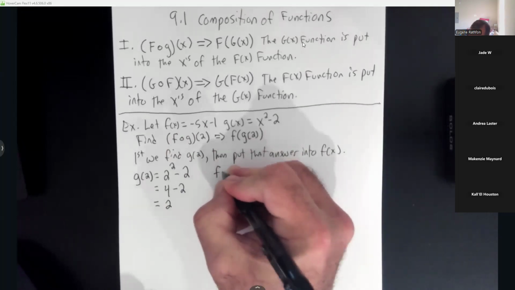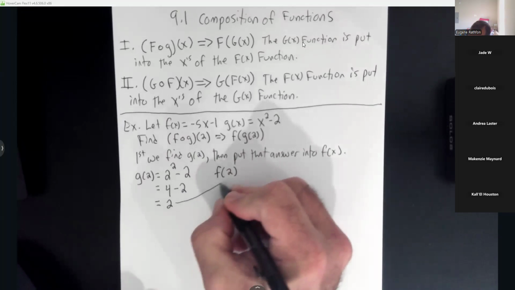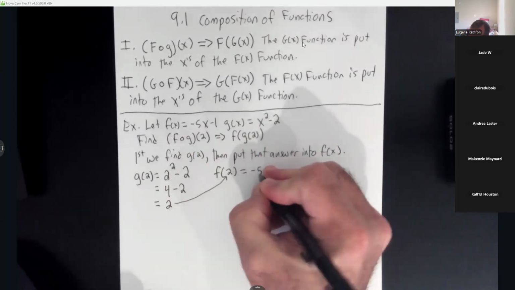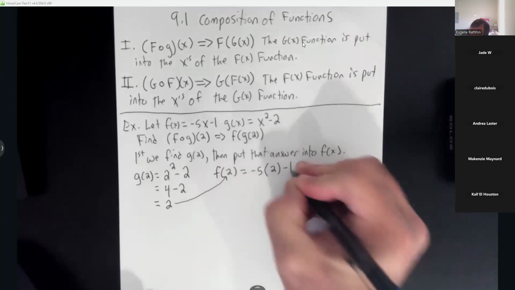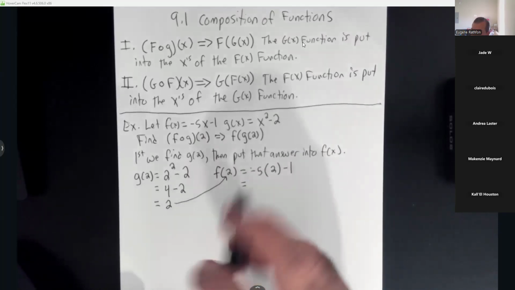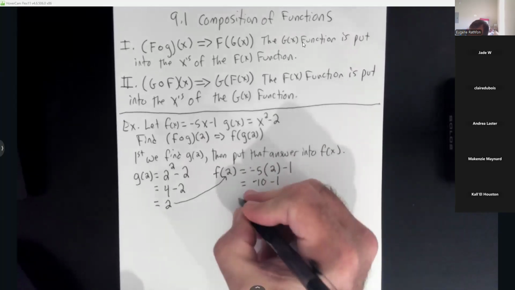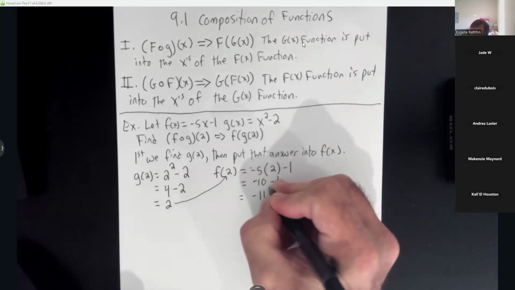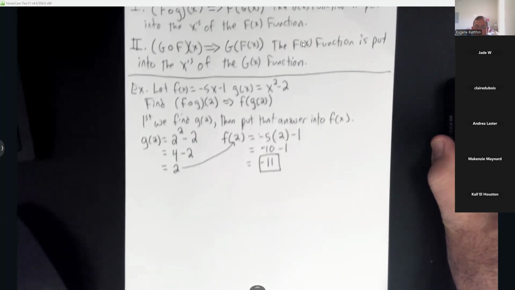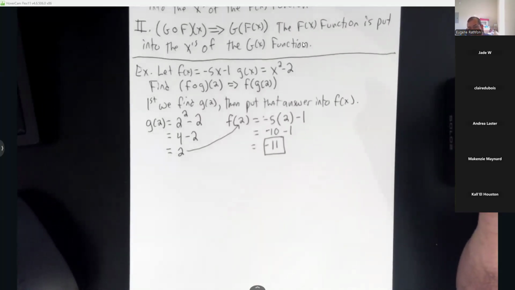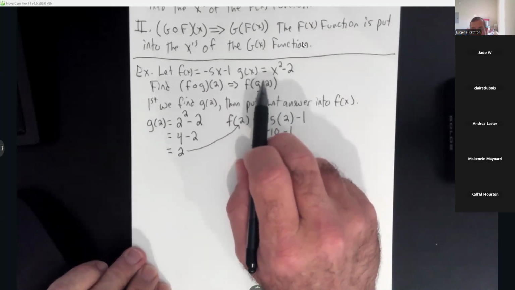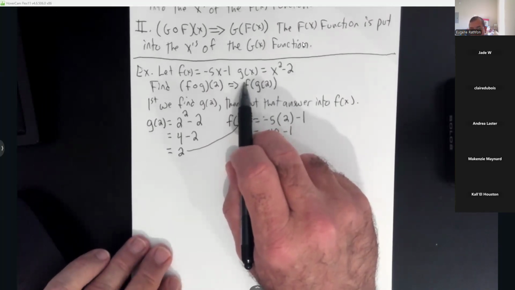So that means I'm finding f of 2. So f of 2 will equal negative 5 times 2 minus 1. All right, y'all, so I'll multiply first. Negative 5 and 2 give me negative 10, minus 1, which gives us negative 11. Final answer. So these are basically almost like two-step problems. You work your innermost parentheses first, and then that answer is going into the outer function, okay?